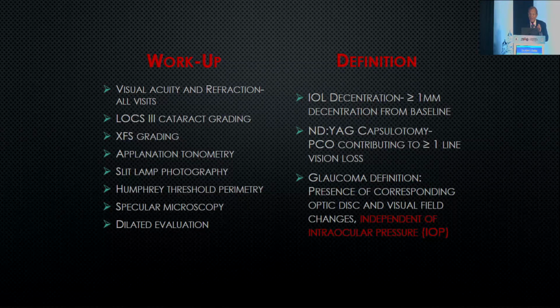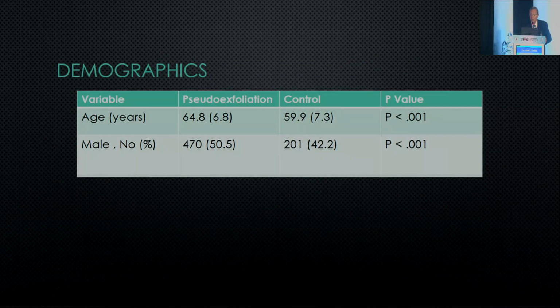And we defined things before the study began: an IOL decentration of greater than 1 millimeter, and for a capsulotomy, you have to have at least one line of vision lost. And we define glaucoma based on visual field and based on disc, but not based on intraocular pressure at all. So as you would expect, there were differences in the group. Interesting, the pseudoexfoliation group was a little older and had more males, as you would expect.